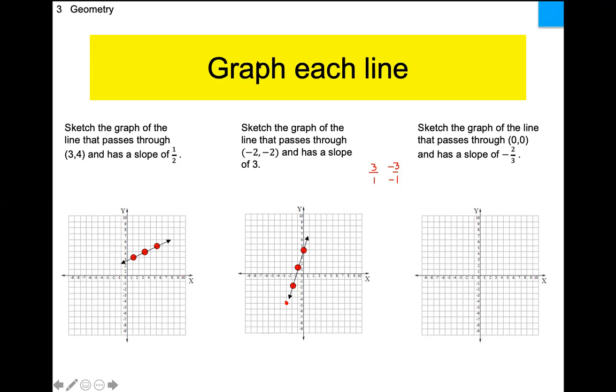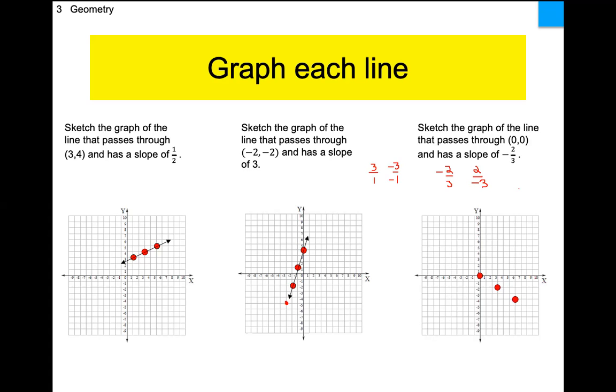Remember that negative 2/3. The negative's got to go somewhere. So you put the negative on the top, or you put the negative on the bottom. Your choice. There's my 2 slopes. One goes up left, and one goes down right. Regardless of which one you choose, we still wind up with those dots.